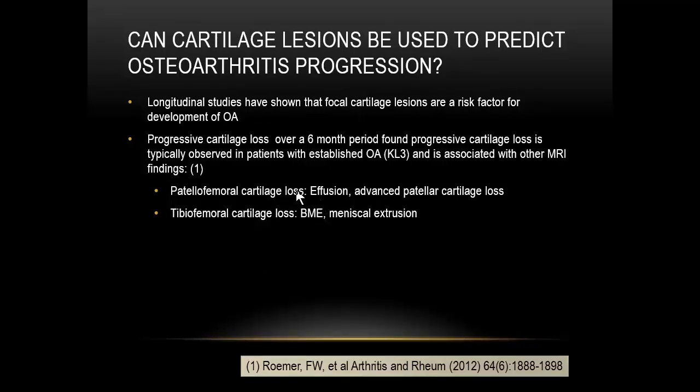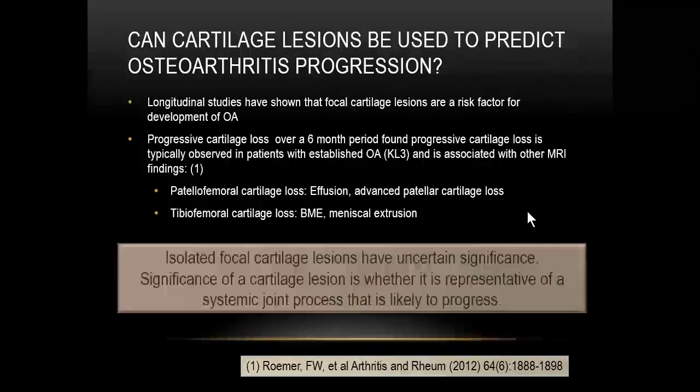If we look at patellofemoral cartilage loss, things that tend to be associated with that are large effusions and advanced patellar cartilage loss. So you lose a lot more tissue. The little bit of tissue that's left behind has to bear a larger amount of that biomechanical stress, can't withstand those stresses, and begins to deteriorate very rapidly. In tibiofemoral cartilage loss, bone marrow edema, as a measure of overloading of that joint compartment, is a marker of progression, and so is meniscal extrusion, again related to a driver that's indicating we're getting rapid progression and overloading of joints on tissue that's unable to sustain and respond to those types of forces.